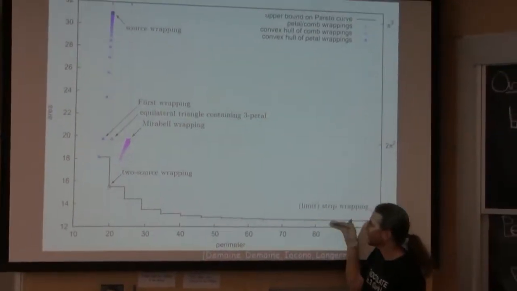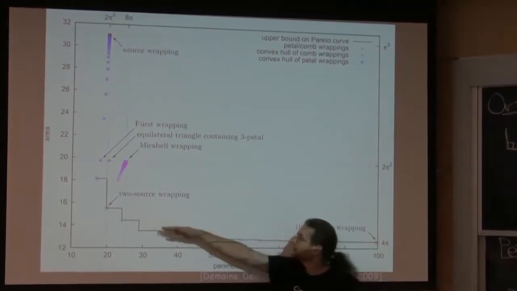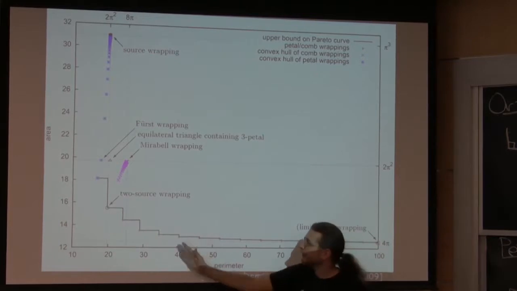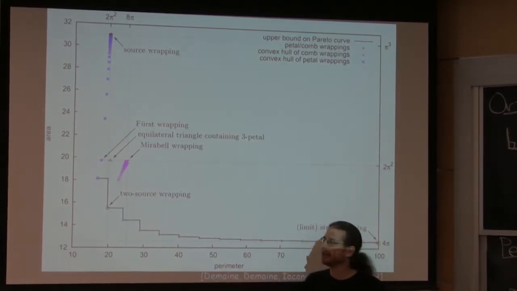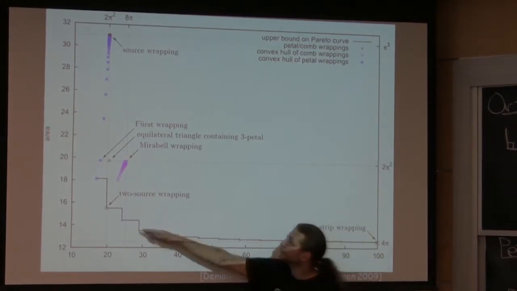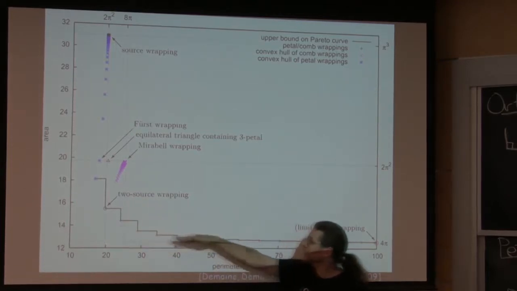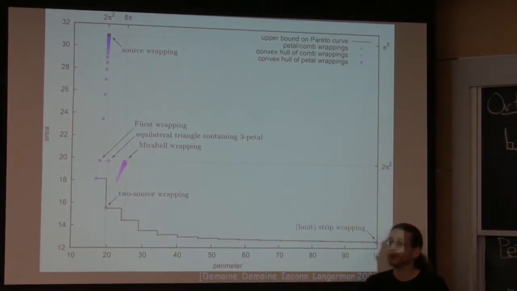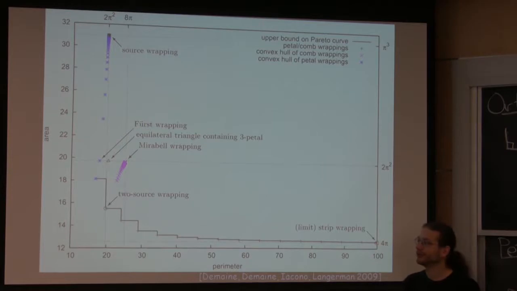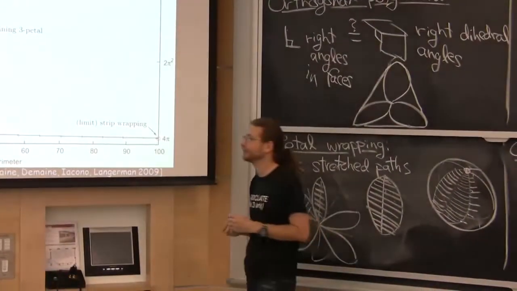What we really care about is called the Pareto curve. If I give you some bound on perimeter, what's the smallest area I can get? This is the best bound we know so far. We know the Pareto curve's below this thing. But can you go lower? We don't know. So these are some fun examples, but actually the big questions are still pretty much unsolved here.